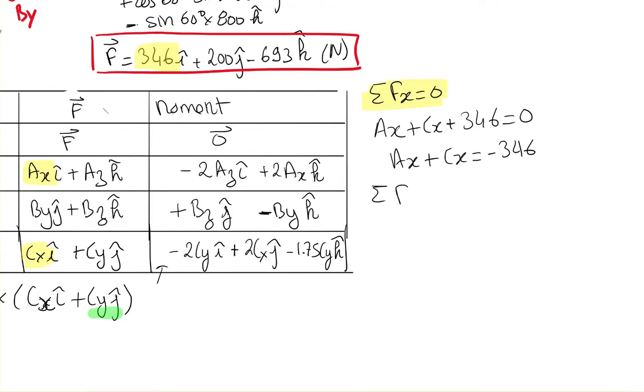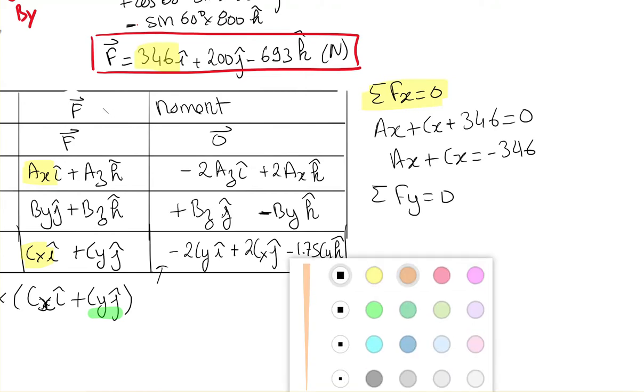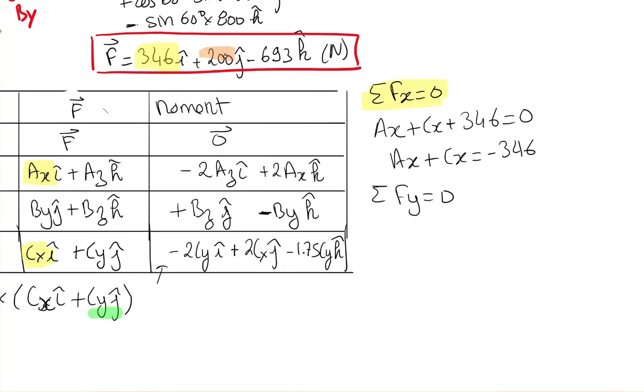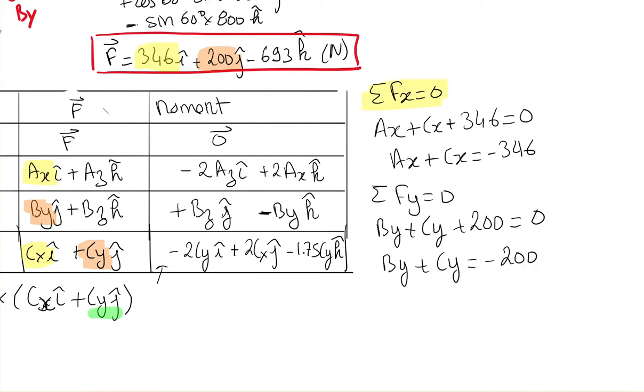Sum of the forces on y is equal to 0. Let's arrange. On y, we have the minus 200 there, the By, and the Cy. So By plus Cy minus 200 is equal to 0. So By plus Cy is equal to 200. Okay, so that was the Fy.